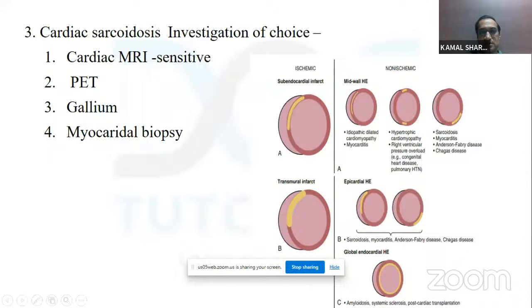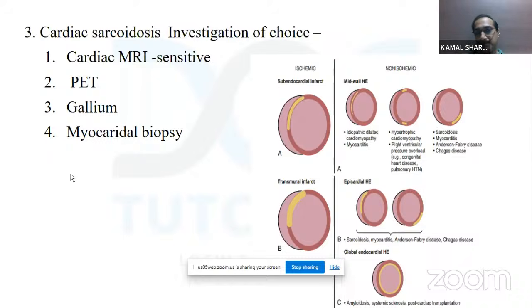Cardiac sarcoidosis. What is the investigation of choice was the question. Now, investigation of choice is one way of putting this question. Other questions would be sensitive test, specific test, diagnostic test. According to the framing, the answer would change because gallium or myocardial biopsy would be the diagnostic test for a cardiac sarcoid. You may have systemic sarcoid, but you may not have myocardial involvement.